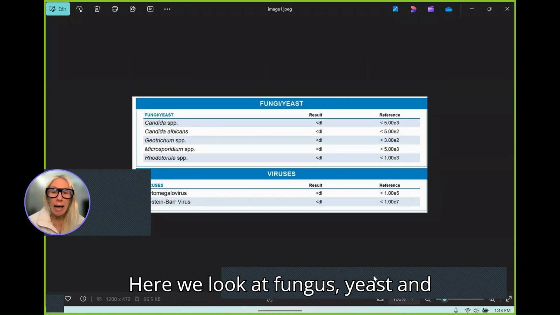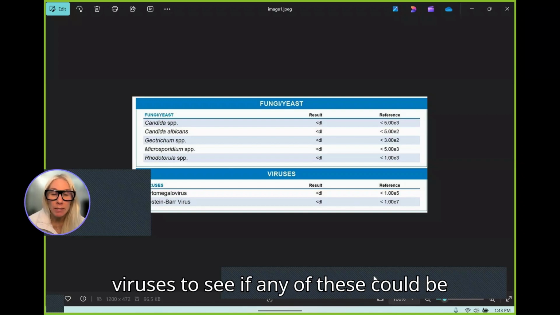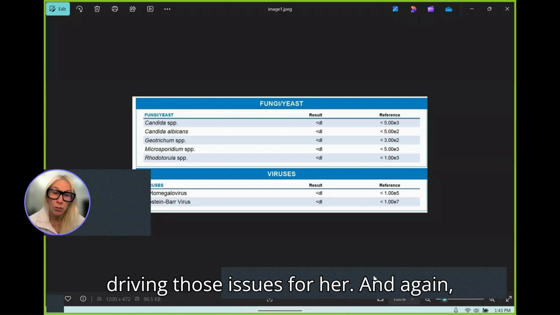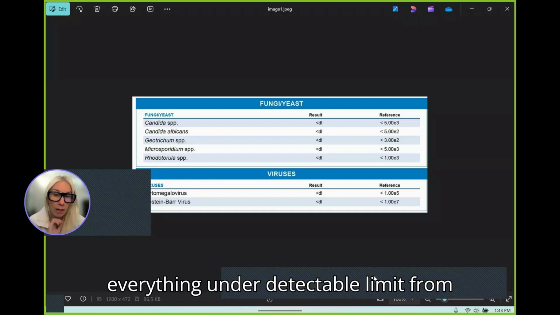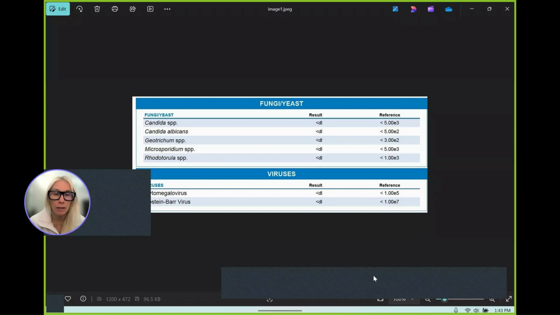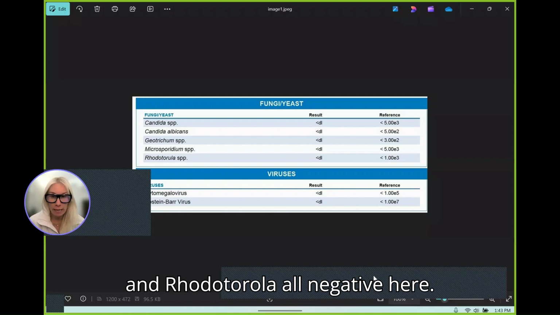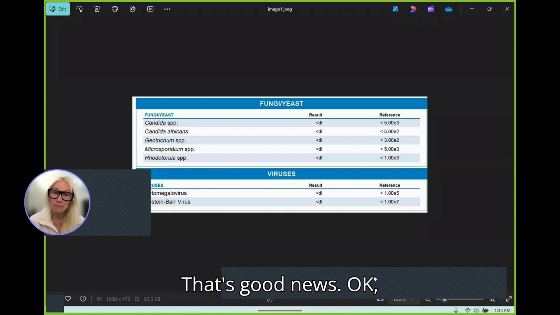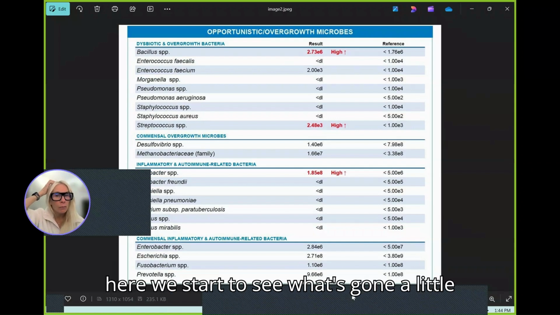Here we look at fungus, yeast, and viruses to see if any of these could be driving those issues for her. And again, everything under detectable limit, from Candida to Epstein-Barr virus and Rhodotorula, all negative here. That's good news. Okay, here we start to see what's gone a little bit awry.